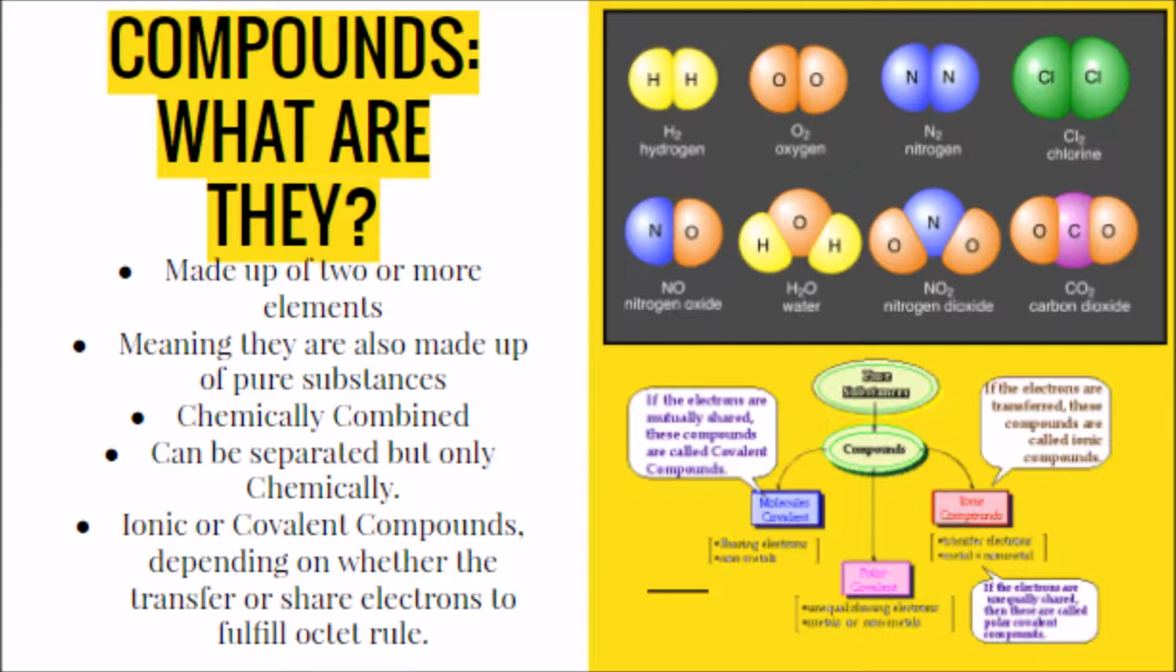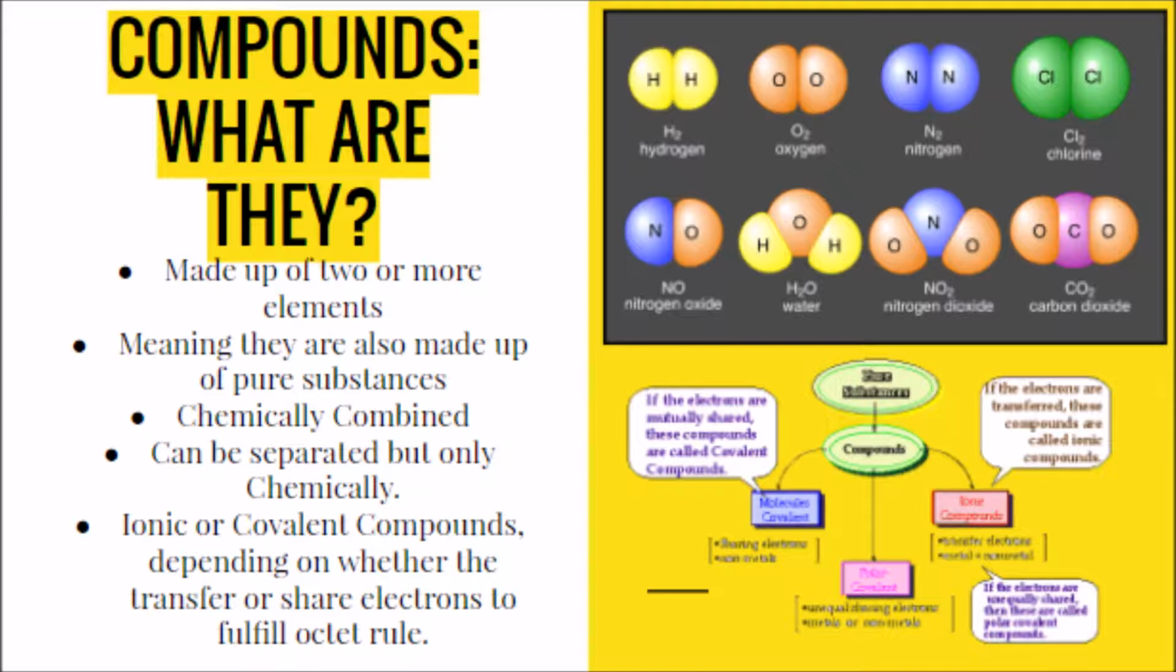Compounds. What are they? They're made out of two or more elements, meaning that they are pure substances that are chemically combined. They can be separated, but only chemically. They're usually ionic or covalent bonds, depending on whether the transfer or share of electrons leads to fulfilling the octet rule.